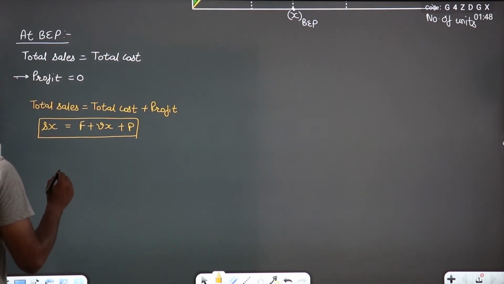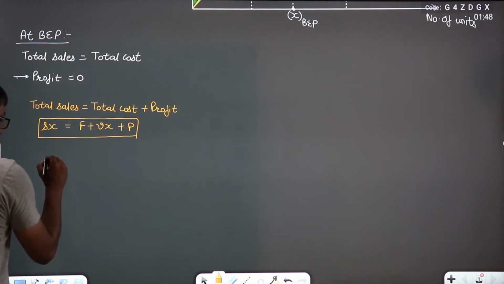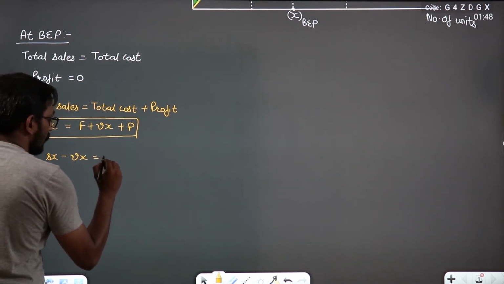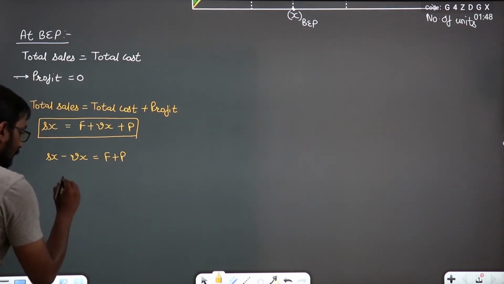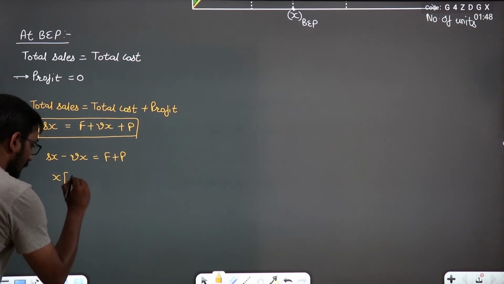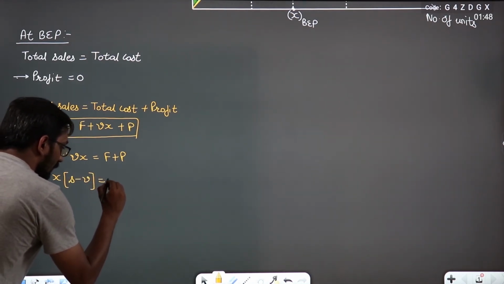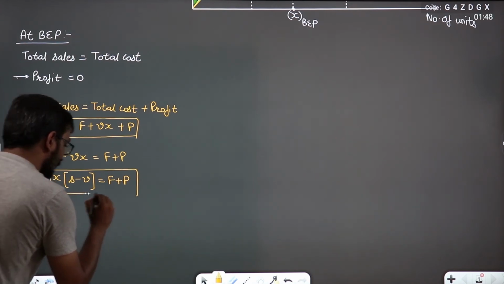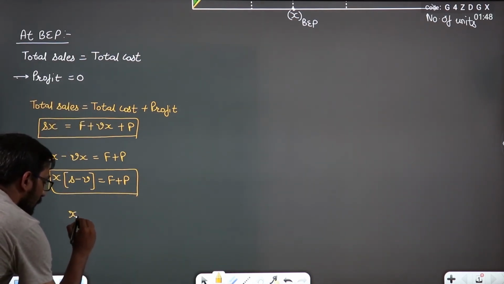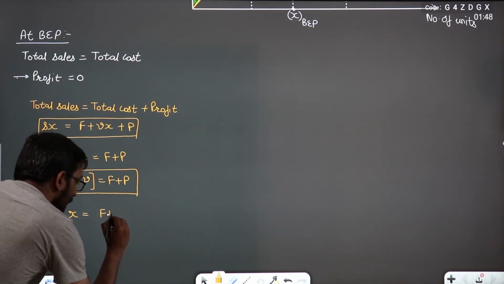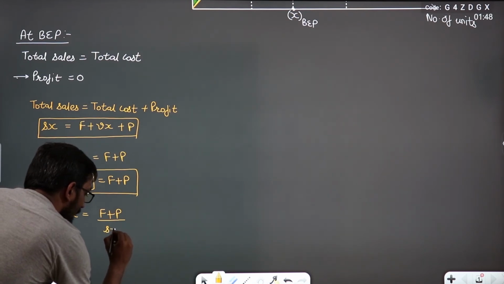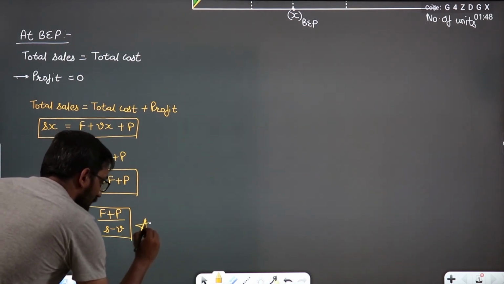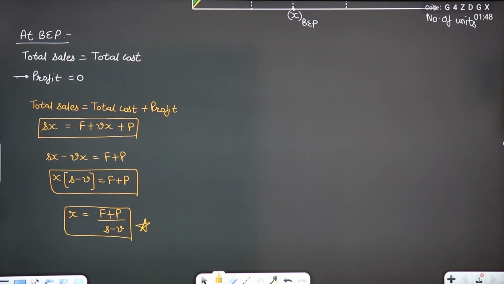Now I can write that small s into x minus variable cost of one unit into x will be equal to F plus P. If I take x common, this will be (S minus V) times x equals F plus P, right? From here you will get that the number of units produced will be equal to F plus P divided by small s minus small v. This is the number of units produced.